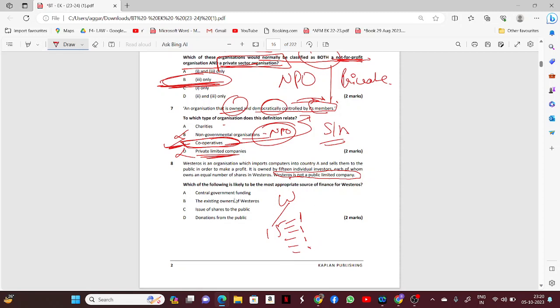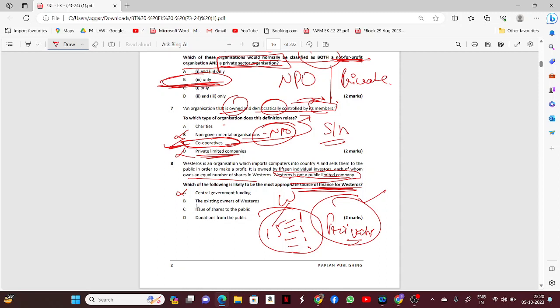So which of the following is likely to be the most appropriate source of finance? They already have so many investors who have equal numbers of shares, and it's not a public limited company. So central government, why would central government fund such an organization, which is a private limited company? It is not a public limited company, that means it is a private limited company, right? So why would government fund any organization just like that, right? So this won't be the correct answer.